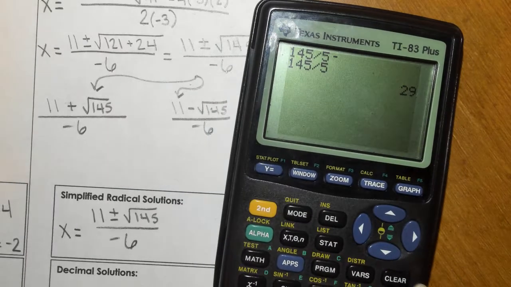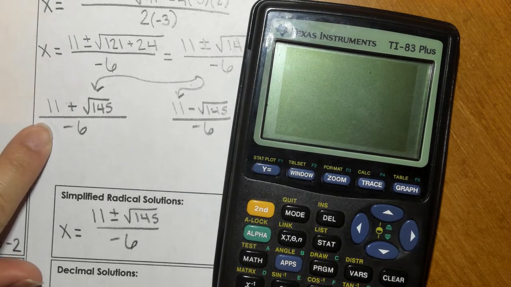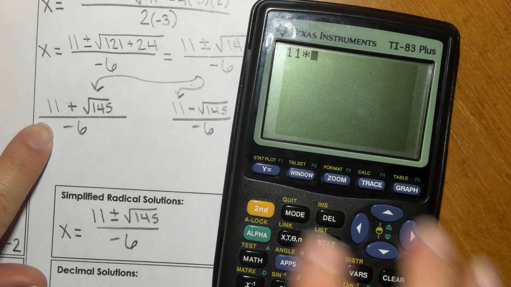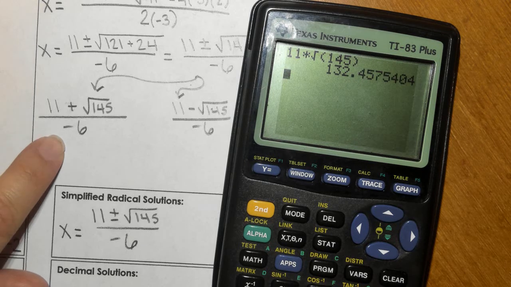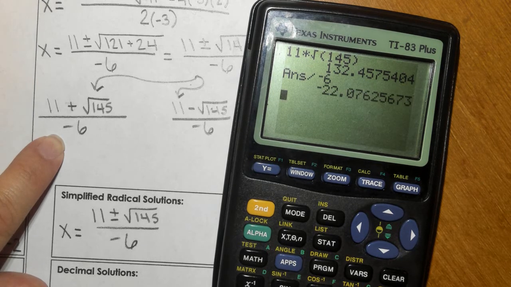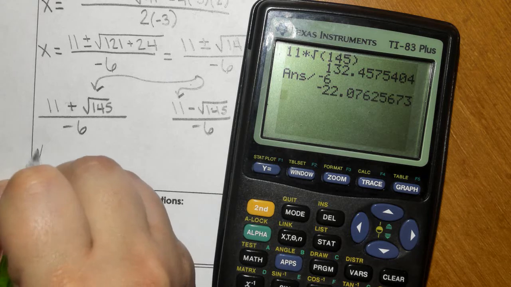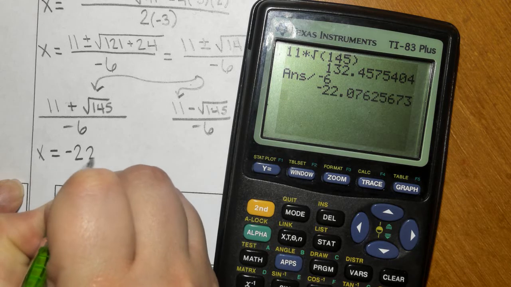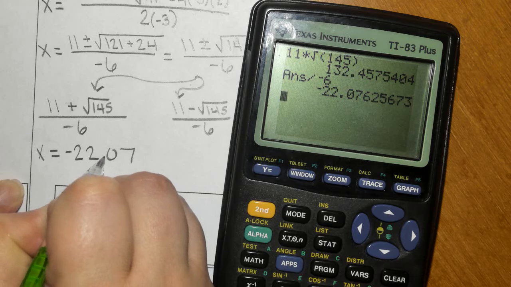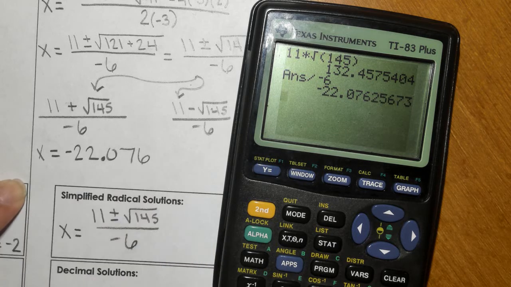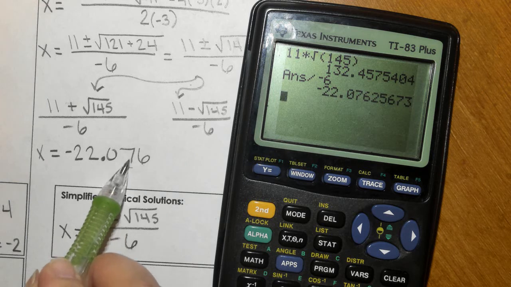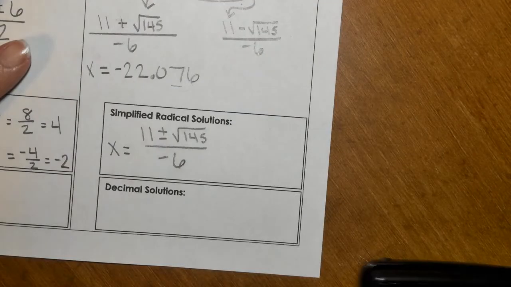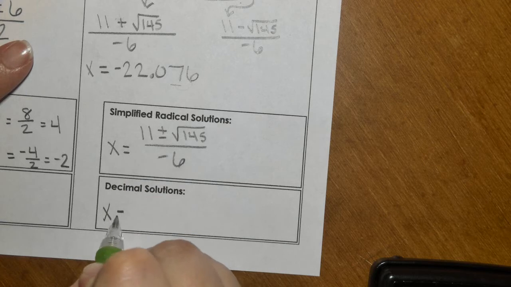When it asks for decimal form, how do we do that? Let me show you. So the 11 plus the square root of 145, we get this answer. We divide that by negative 6. This gives us negative 2.076. It does say in the directions to round to the nearest hundredth, so that 6 would make that go up to 8. Down here we could go ahead and write down the first solution.